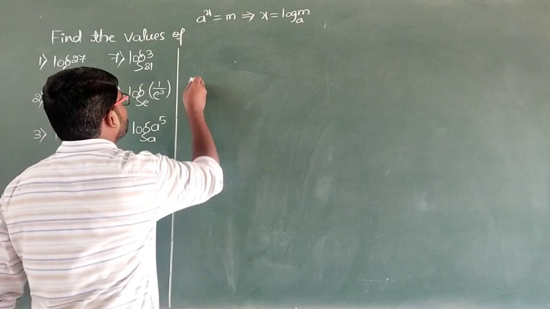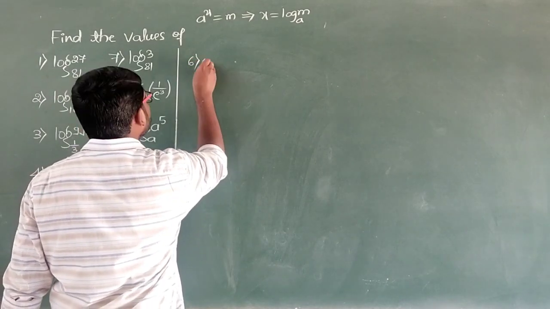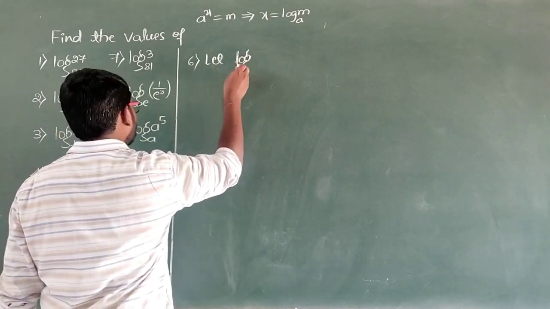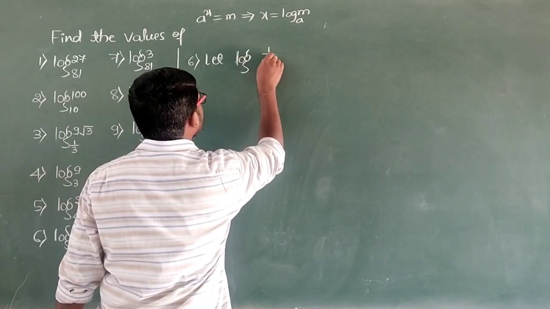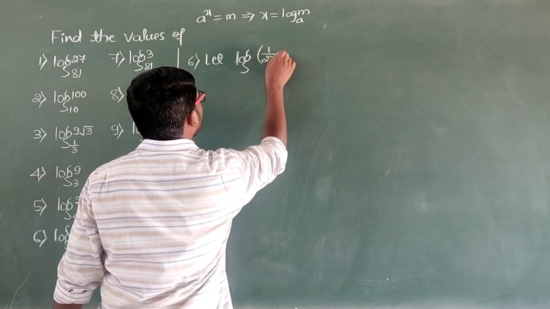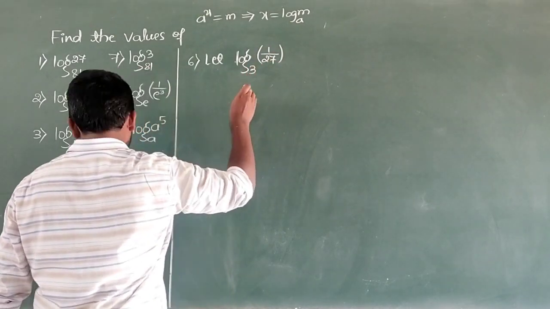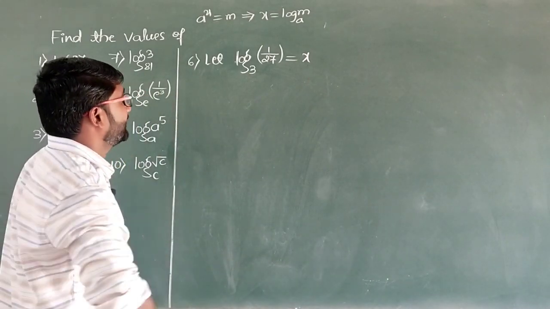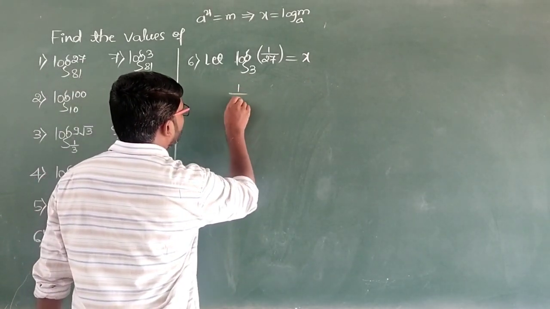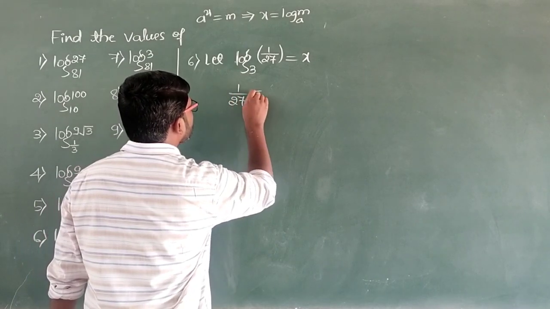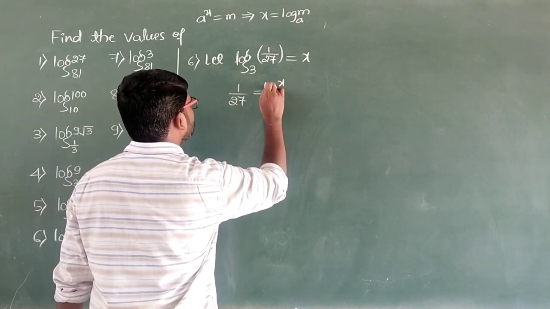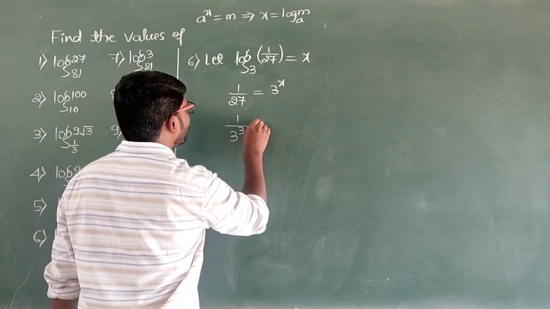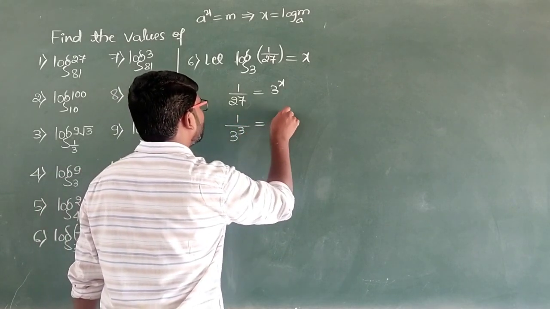Then we'll take question number 6. It is let log 1 by 27 to the base 3 equal x. Then, so what do we have now? 1 by 27 is equals to 3 power x. So now 27 can be written as 3 power 3. This is equals to 3 power x.